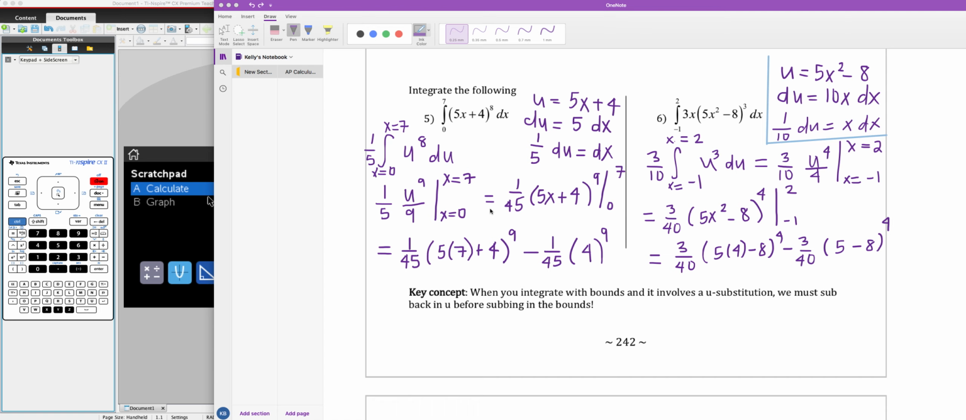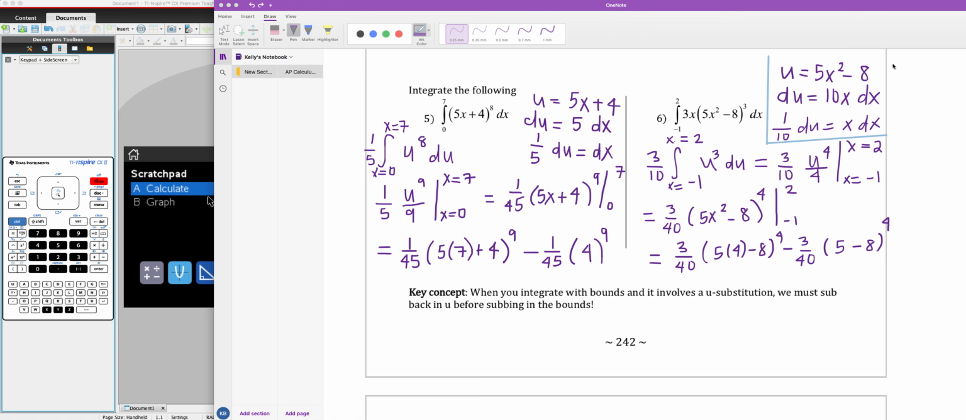Continue on with learning target 8A, area between curves. We left off in the last video by having you try these two problems on your own. Both of them were a U substitution. I'm going to leave my full solution up here for you. If you have questions, please reach out to me during office hours.